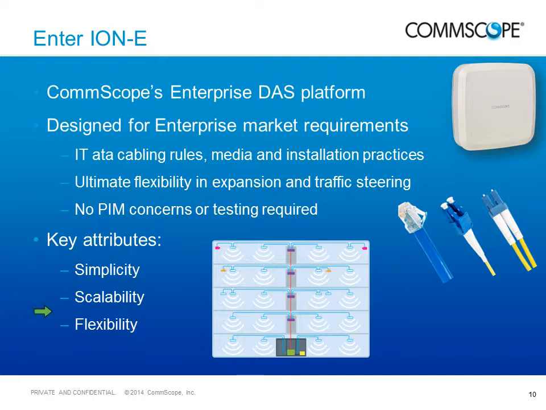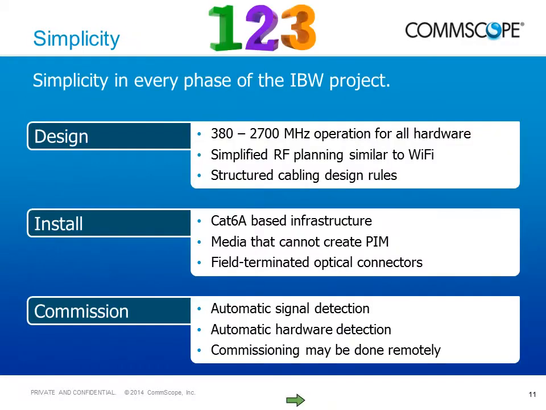ION-E is a very simple platform. All our products are broadband products. They cover the entire frequency band from 380 to 2700 megahertz. So they are globally compatible for any commercial or public safety standards that are used today or in the future in that frequency range. The RF planning is similar to Wi-Fi planning, and as I mentioned earlier, the cabling design and installation rules are the same as they are with structured cabling.